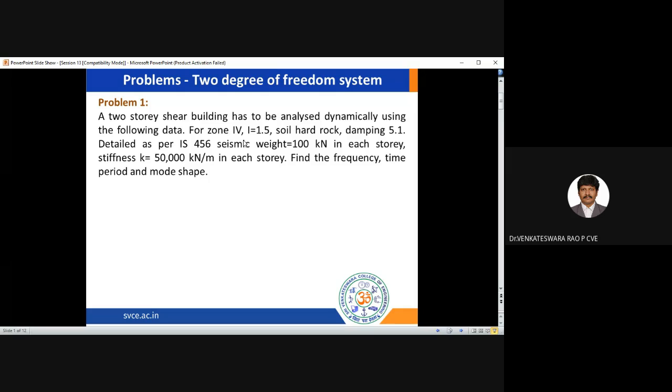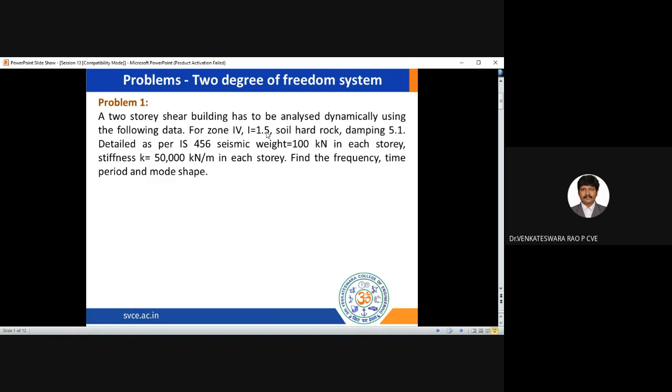So for zone 4, I equals 1.5, which is called the importance factor. You don't worry about this. Sometimes in a given problem, some data may not be important to the analysis, but to confuse you, they may give some additional data. So this data, like zone number or importance factor, you will understand when I discuss it in the fourth unit. So don't worry.